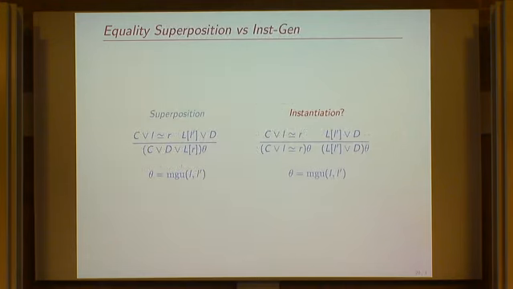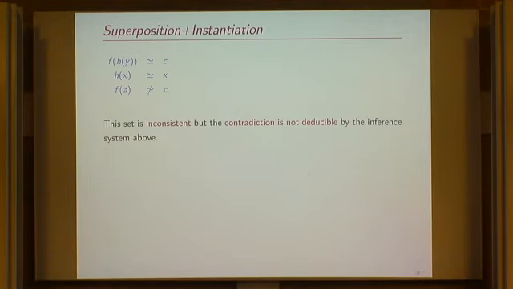So what about superposition instantiation? It applies the same idea. We have this, and now instead of superposing, we just instantiate here with the same unifier. Okay, so this would not be complete. For example, if you have this set of equalities, there is no non-trivial instantiation between these terms. So basically, you're stuck. Instantiation is not applicable directly.